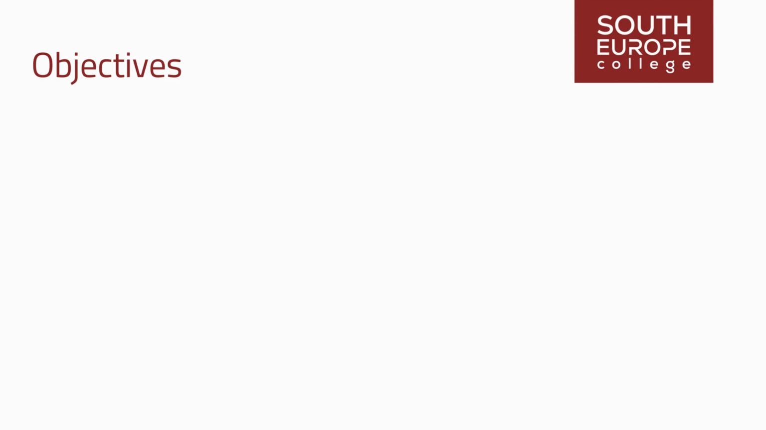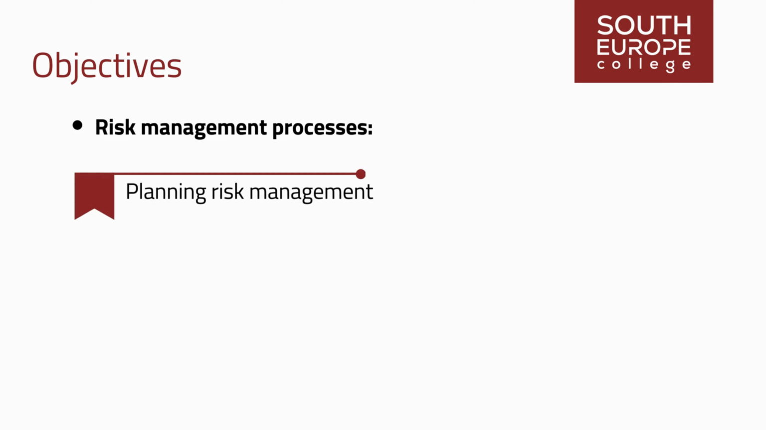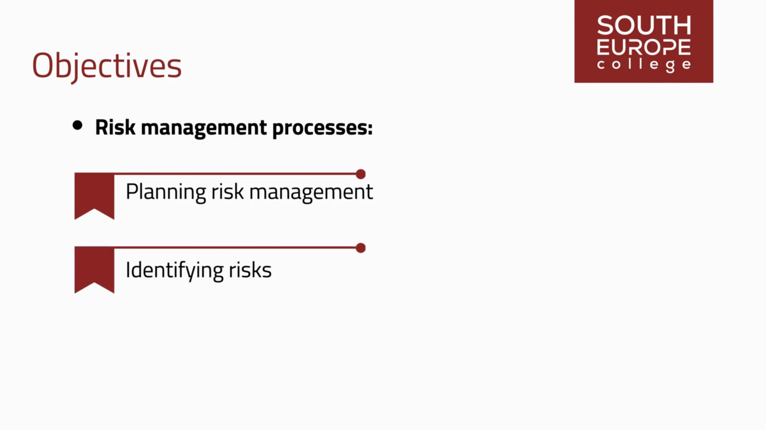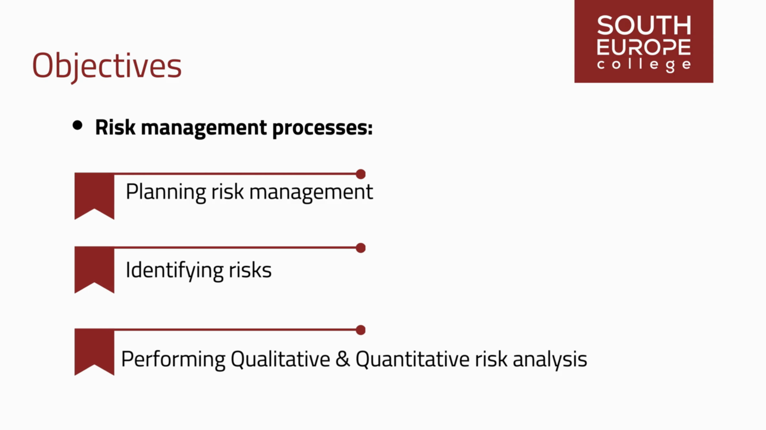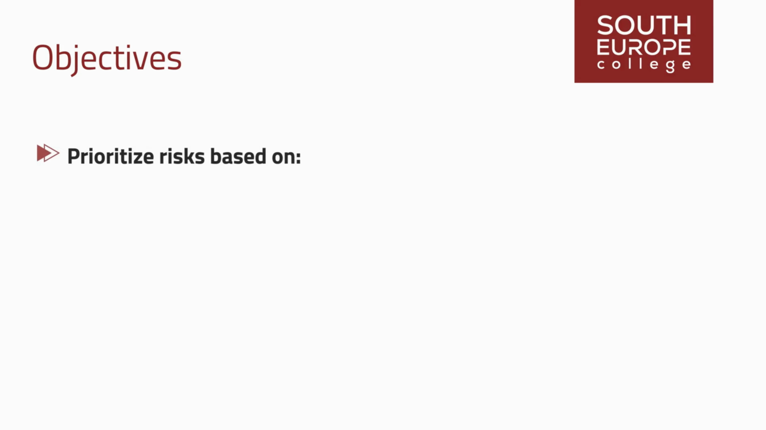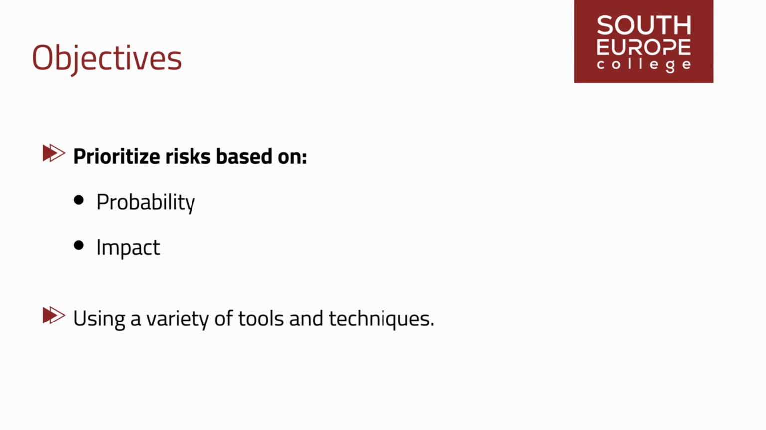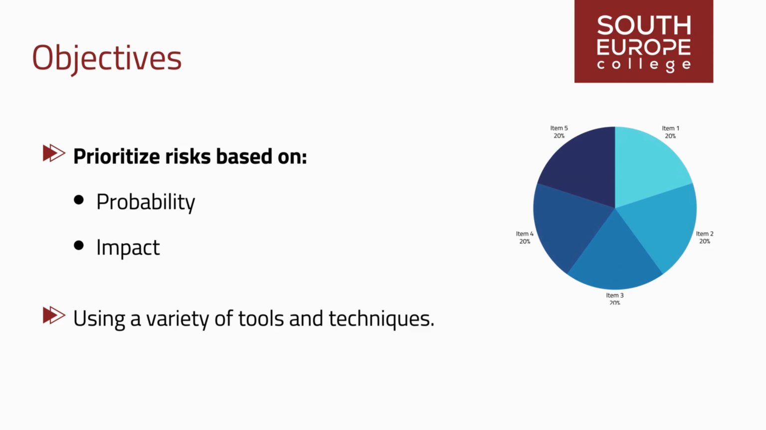In the previous lectures, we have covered risk management processes performed during planning, including planning risk management, identifying risks, performing qualitative and quantitative risk analysis, aiming to prioritize risks based on their probability and impact, using a variety of tools and techniques, and how to develop a risk response plan using various strategies for both opportunities and threats.